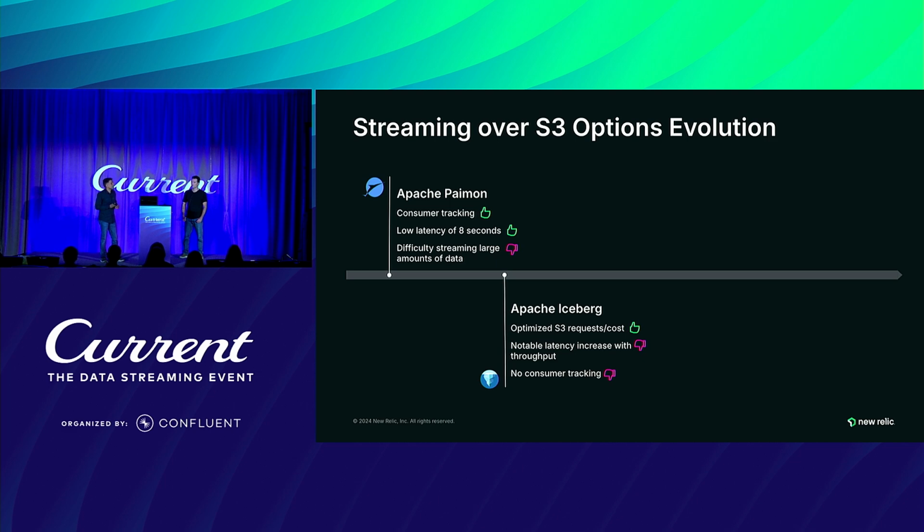So when we went from 10,000 messages, the latency was about 6 seconds, which is very low, which is good. But as we went all the way to 1 million messages per second, the latency went up to almost 33 seconds or so, which was not ideal in our case. That was a blocker for us because we have to support a very high throughput of millions of messages per second. And on top of that, it did not provide the consumer tracking feature for us.